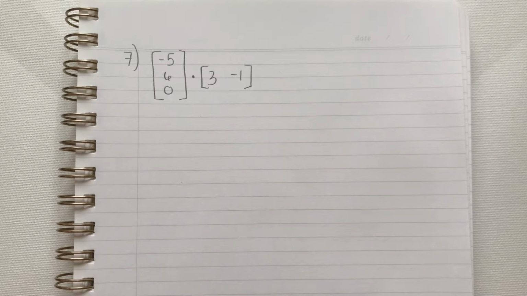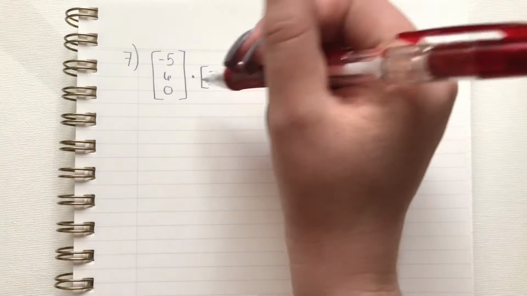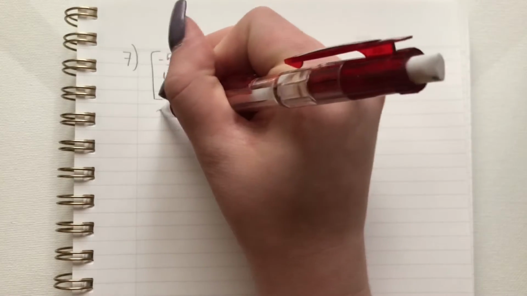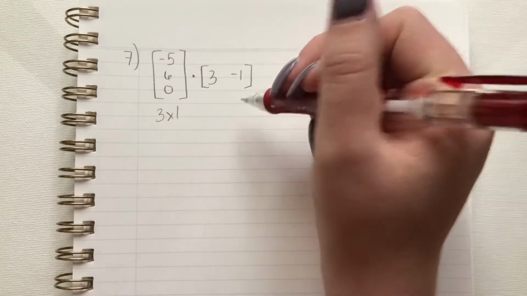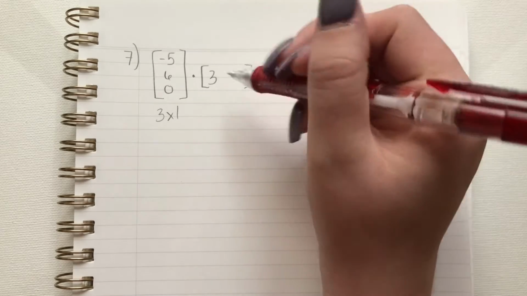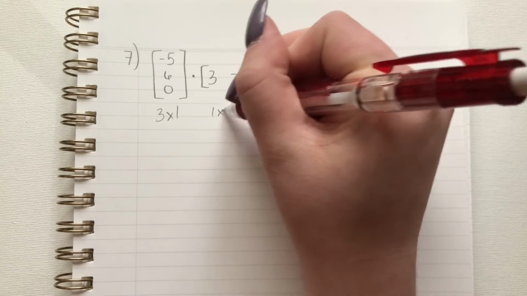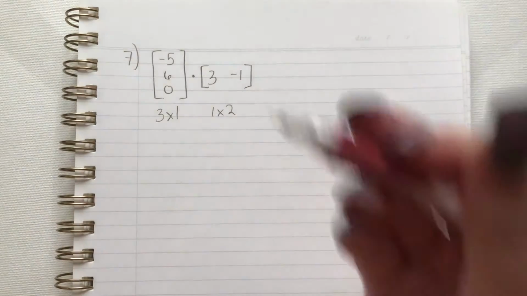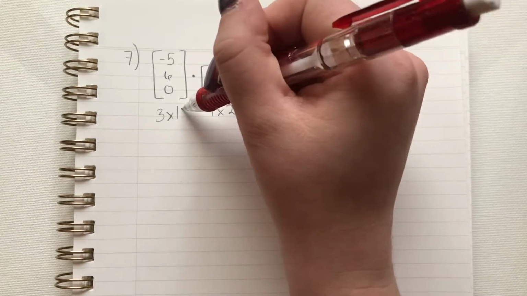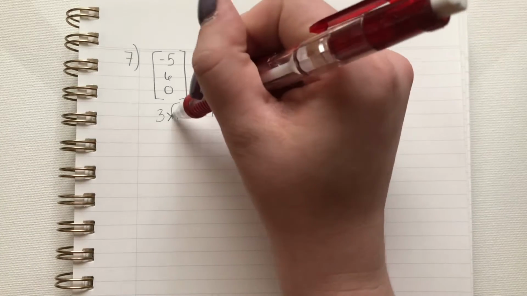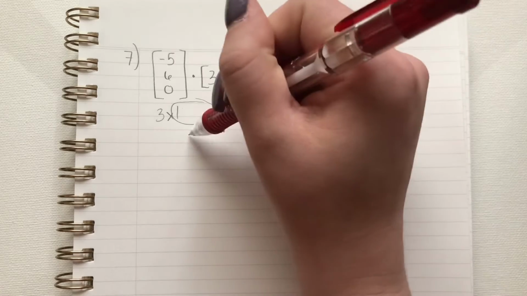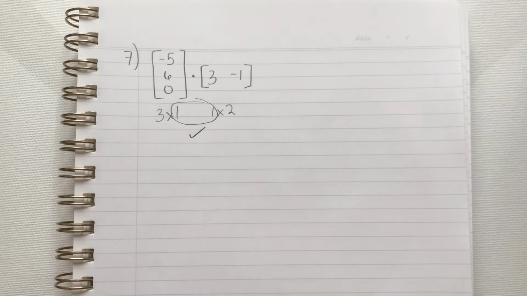Okay, example 7. So again, we need to check to make sure we can multiply these. So I'm going to look at its dimensions. This first one has 3 rows, but just 1 column, so it's a 3 by 1. This matrix has just 1 row, but 2 columns, so it's a 1 by 2. So again, you check the columns of the first matrix and the rows of the second. They are the same number, so we can multiply them.